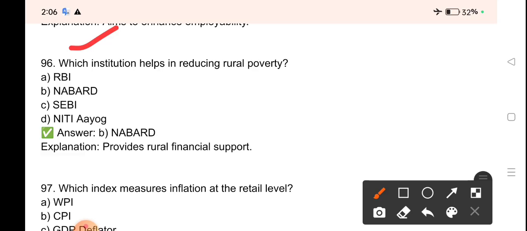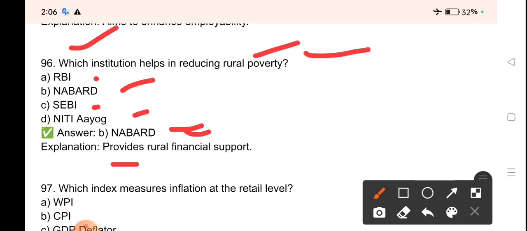Which institution helps in reducing rural poverty? RBI, NABARD, SEBI, Niti Aayog. NABARD helps in reducing rural poverty and provides rural financial support.